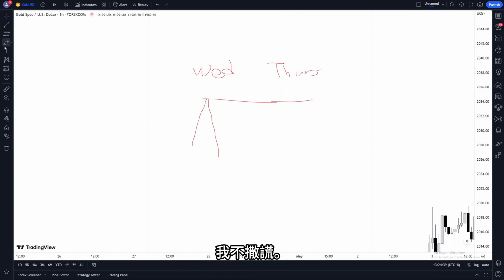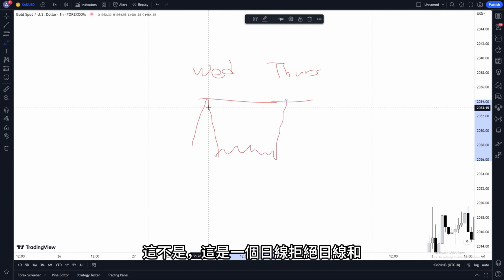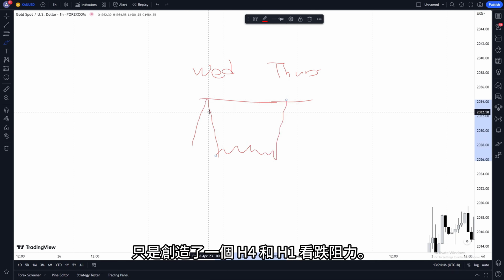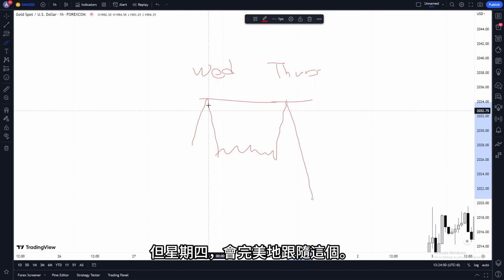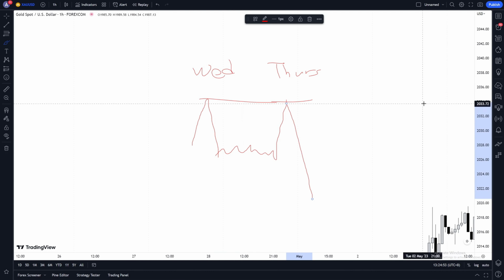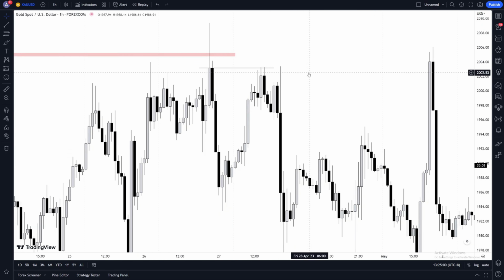that's kind of satisfying to do, I'm not gonna lie. And then on Thursday, boom, boom, boom, boom, boom, price comes up. This is a daily reject daily and just a H4 and a H1 bearish resistance created. So no storyline whatsoever. But Thursday will just follow this beautifully. It happens like that, trust. Okay? Price will follow the lowest time frame storyline. Usually that's gonna be the case.